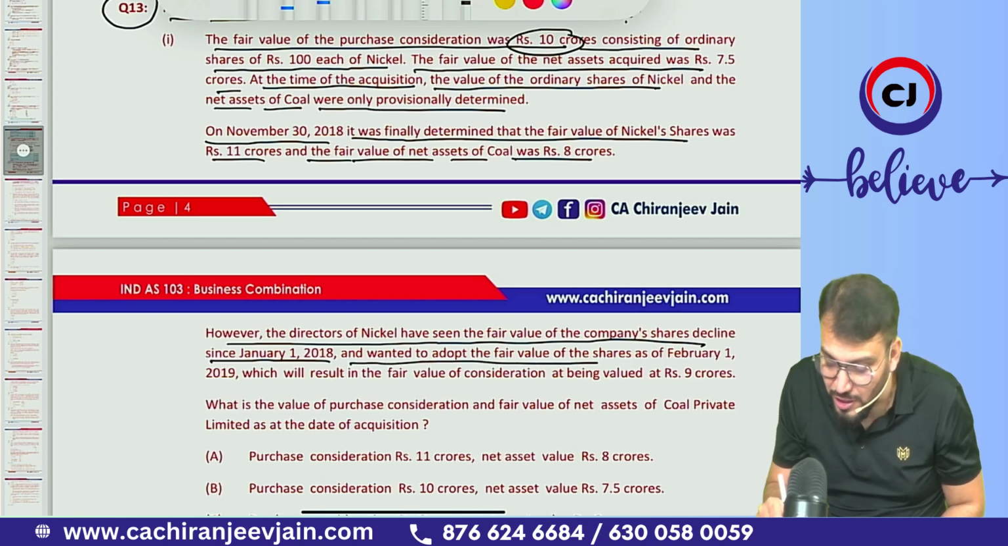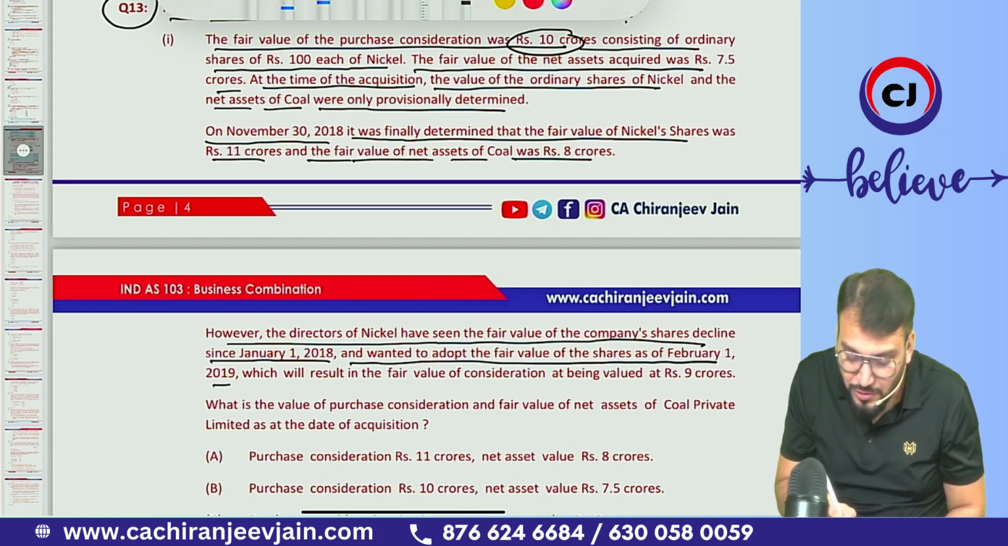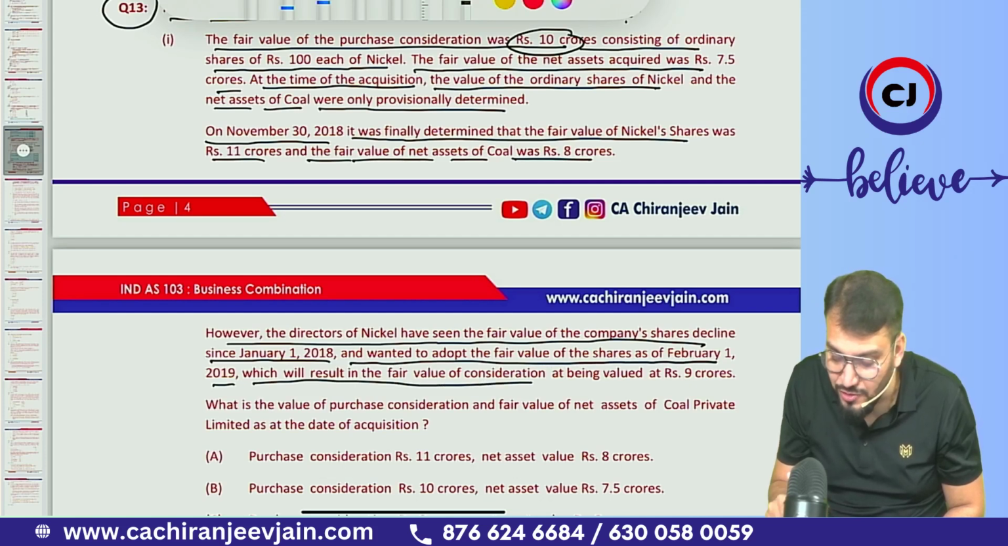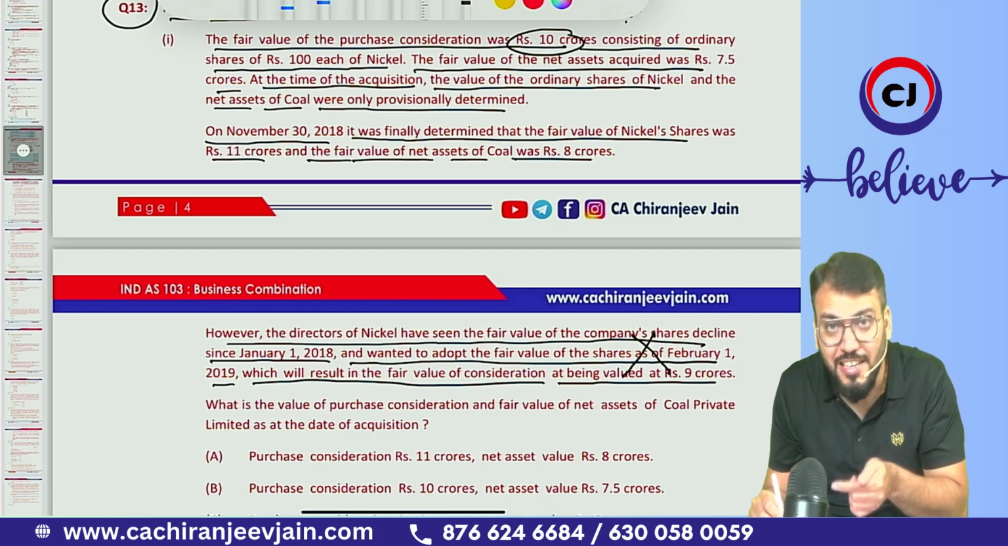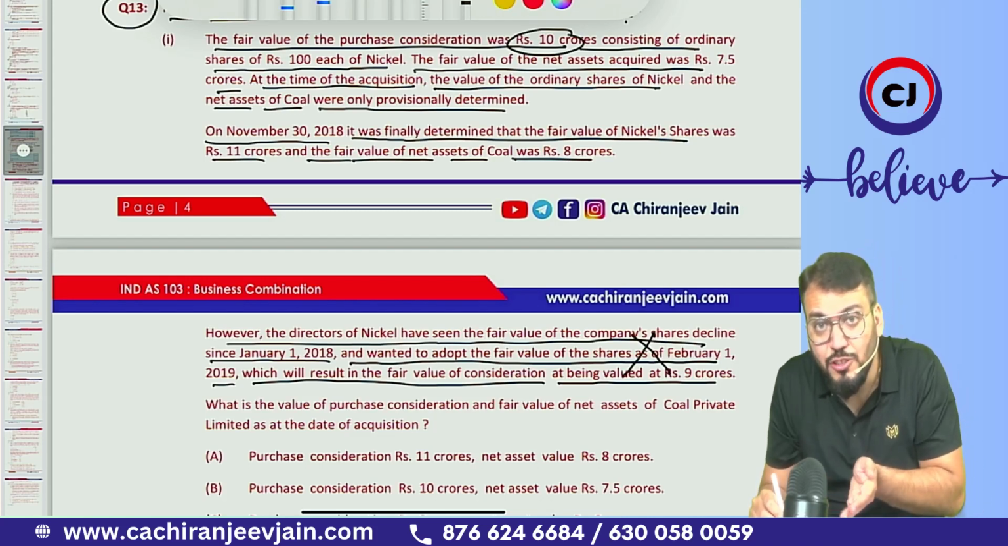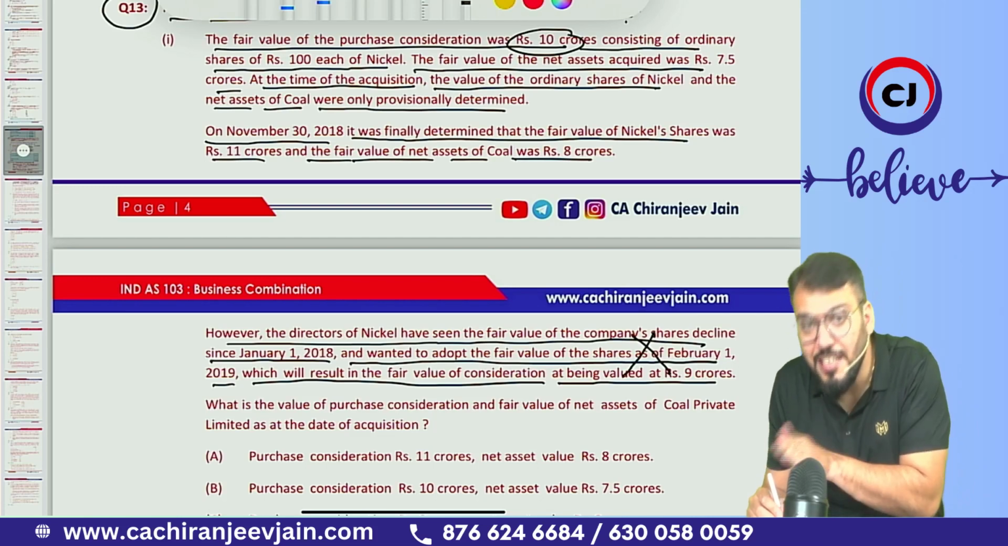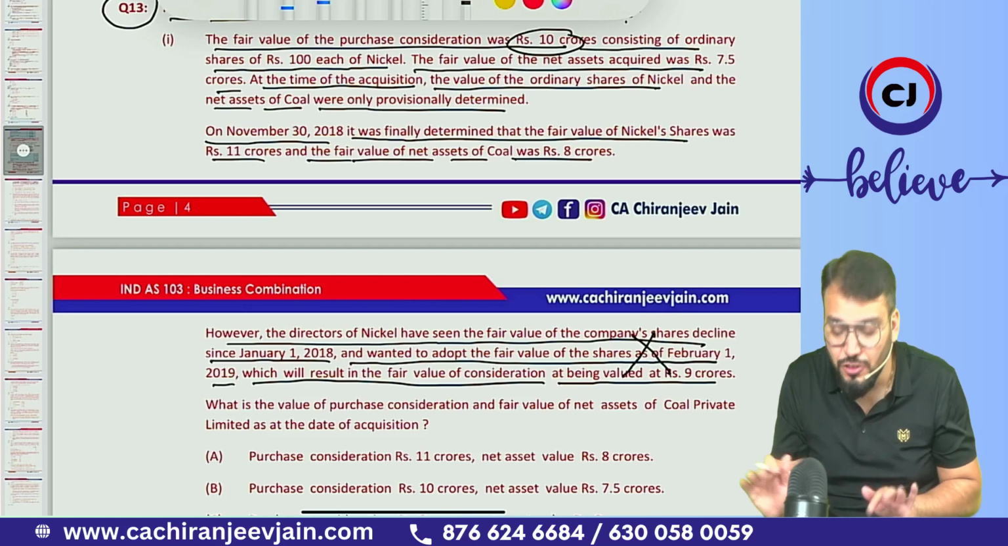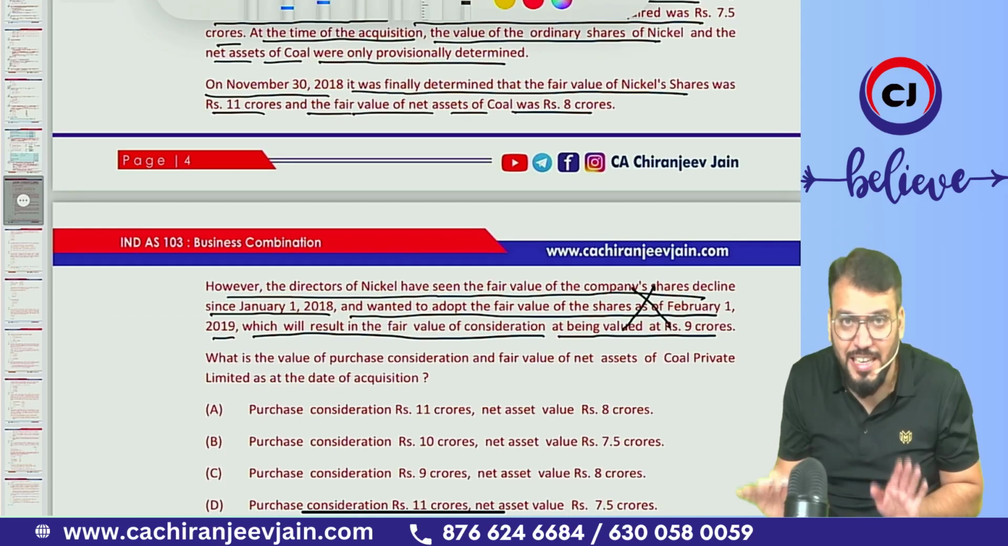and they wanted to adopt the fair value of shares as of Feb 1, 2019, which results in the fair value of consideration being valued at 9 crore. So this information is not relevant because it is related to facts and circumstances which existed after the date of acquisition. So this entire information is not correct, and will not be taken into consideration.